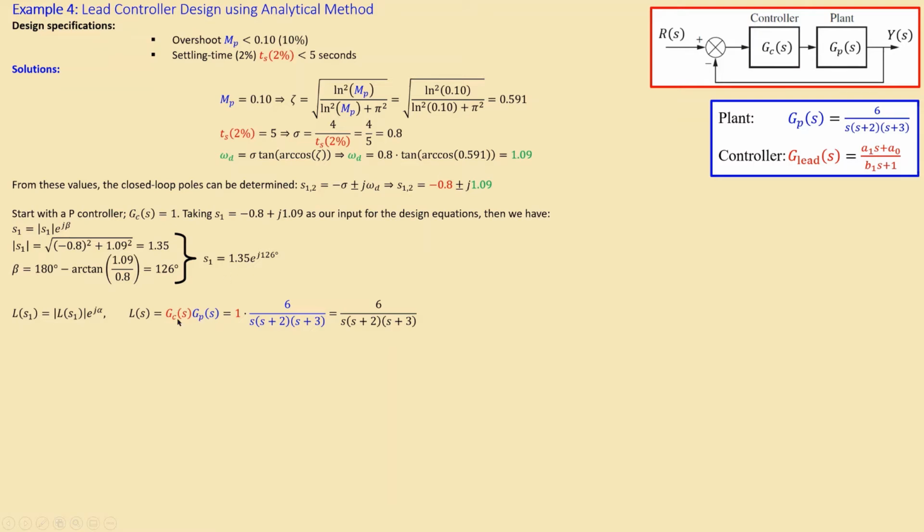So we have the controller times the plant times 1. It's actually shown here. And since the controller is 1 and the plant is given, I can now use this expression. And since this is 1, I can even make it simpler. This is the expression for our loop transfer function. I need this for our design equation. That means the absolute value of the loop transfer function evaluated at the design point. And I also need the alpha. So let's look at the phase of the loop gain at S1.